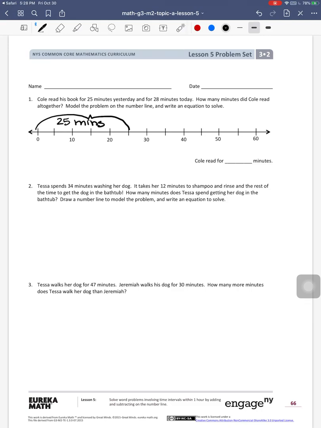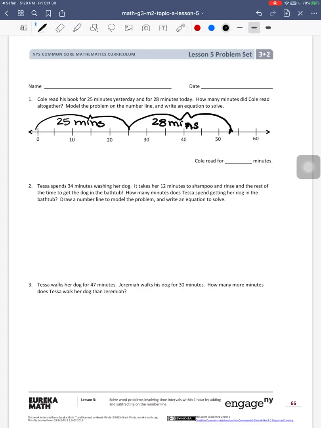Okay, and now 28 minutes. So I can do this. I can count. This first line would be 5. This next one 10, then 15, the next one would be 20, and then 25. And then 28, that's going to be right about here, right? So now I'm going to make another bracket, and there's 28 minutes.